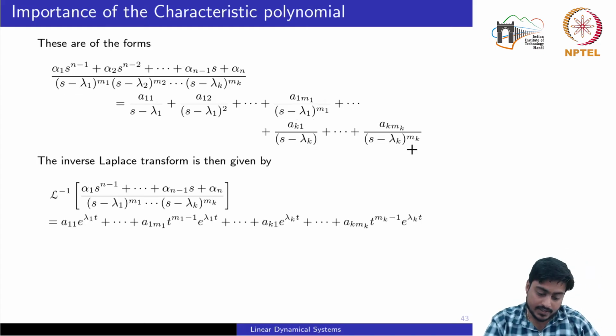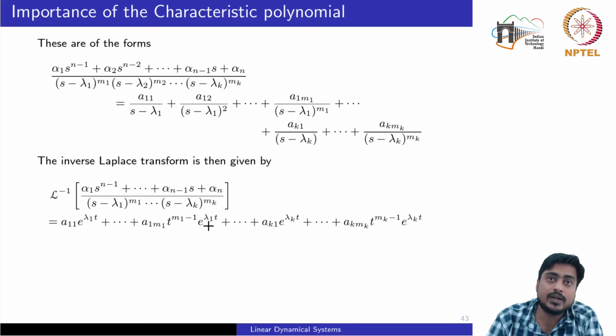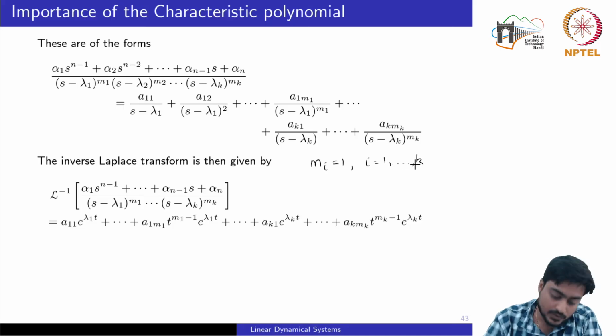Now if I take the Laplace inverse, it would have a11 e to the power lambda 1 t plus a1m1 t to the power of multiplicity minus 1 into e to the power lambda 1 t. Similarly for all these lambda i's, from 1 to k. Now suppose all the mi's are equal to 1, for i equal to 1 up to k. We won't be having this term, because if I put m1 equal to 1, it would be 0. So the only remaining term is this one.